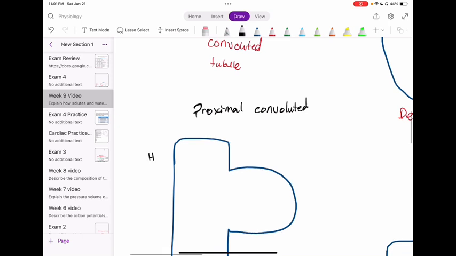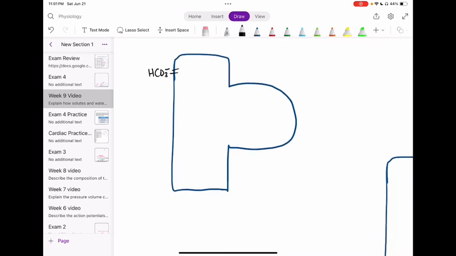So we have HCO3 coming in here. And we have a lot of these aquaporins. HCO3 is not allowed to, it's not permeable here. So what it can do is it can change over and turn into carbon dioxide and water. And so water is available through aquaporins to flow through here.